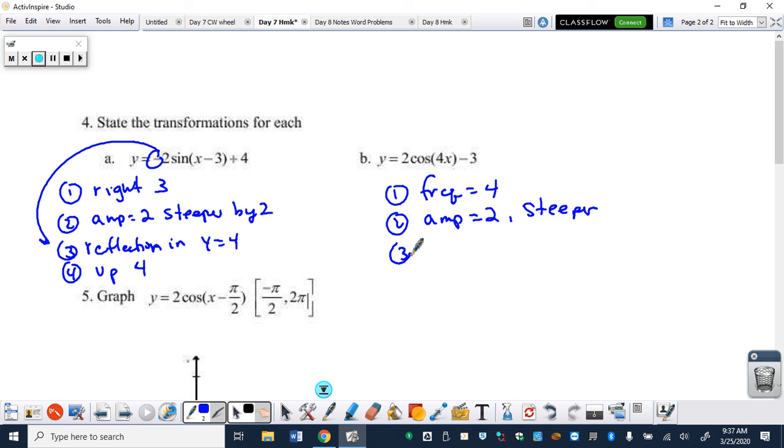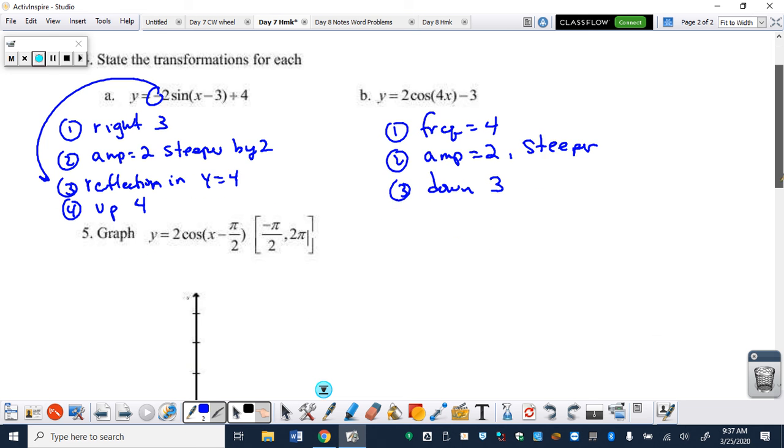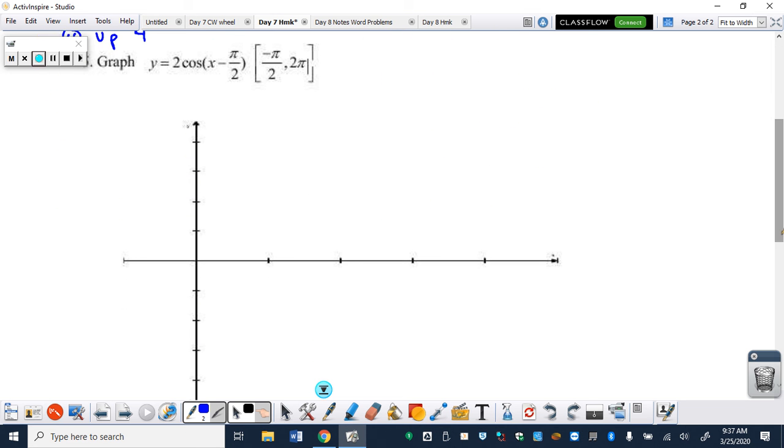And we have a shift of down 3. Okay. So last question, practice graphing a shift of x minus pi over 2. So what we're going to do first, we're going to graph y is equal to 2 cosine x. And then the second thing we'll do, we'll shift everything to the right, pi over 2.